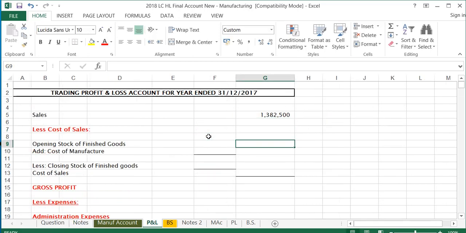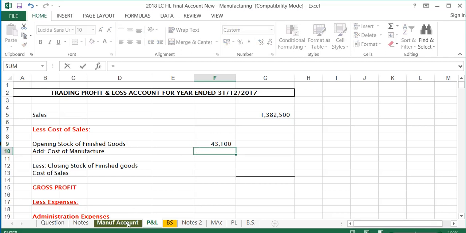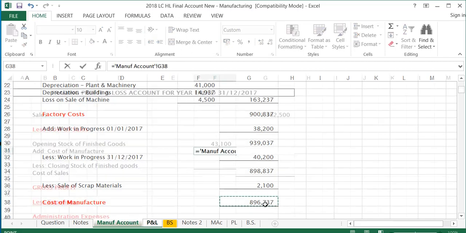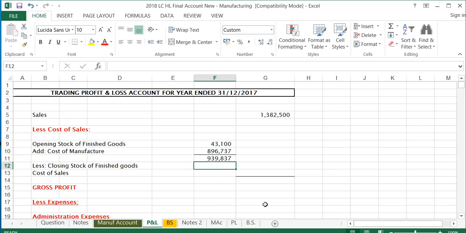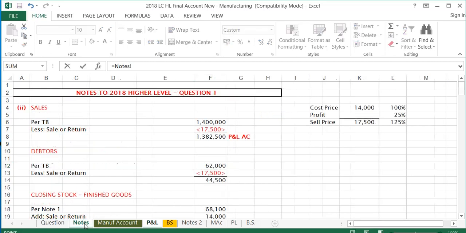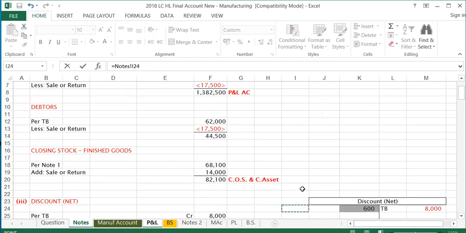Less cost of sales. Opening stock of finished goods will be directly from the trial balance. That should never change. So it should be 43,100. Add the cost of manufacture, which is the final figure for my manufacturing account. Gives me 939,837. And then I'm going to take away closing stock of finished goods. Now there was a change to closing stock of finished goods here in note 2 also. It was 82,100.